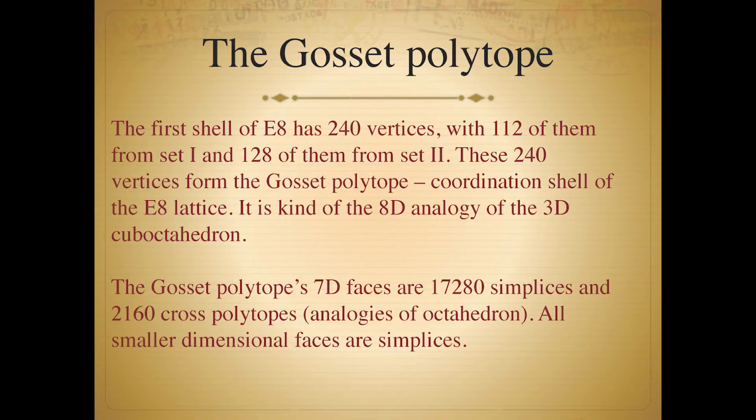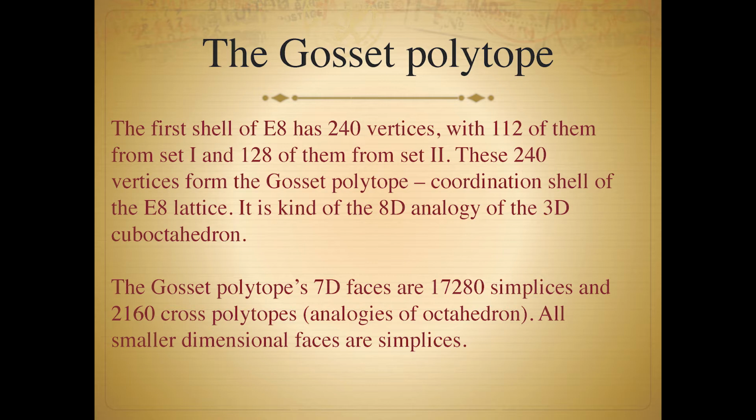Okay, so the Gosset polytope. The first shell of E8 has 240 vertices, with 112 of them from set 1. We just talked about there are 2 sets, right? 2 sets of FCC. So 112 can be from the first set, and the 128 would be from the second set, which is shifted by 1/4 in the diagonal direction. So these 240 vertices from the Gosset polytope, which is a coordination shell of the E8 lattice, is kind of the 8D analog of the 3-dimensional cuboctahedron.